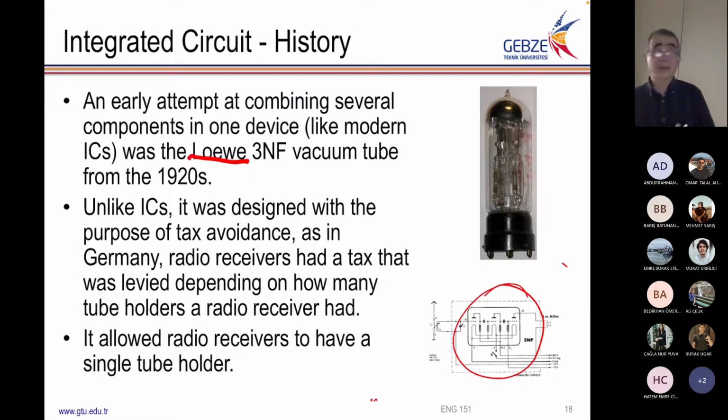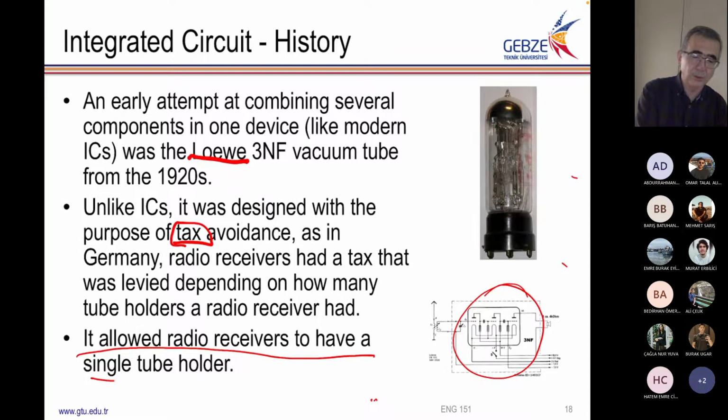And in Germany, there was a tax issue. Televisions and radios with a lower number of tubes at that time paid less tax. So instead of producing radios with 3 tubes, Loewe generated 1 tube to reduce the tax taken for the radio receiver. Like a car, yes. So smaller engine. So it allowed radio receivers to have a single tube holder, which is very nice, and the radio became smaller actually.